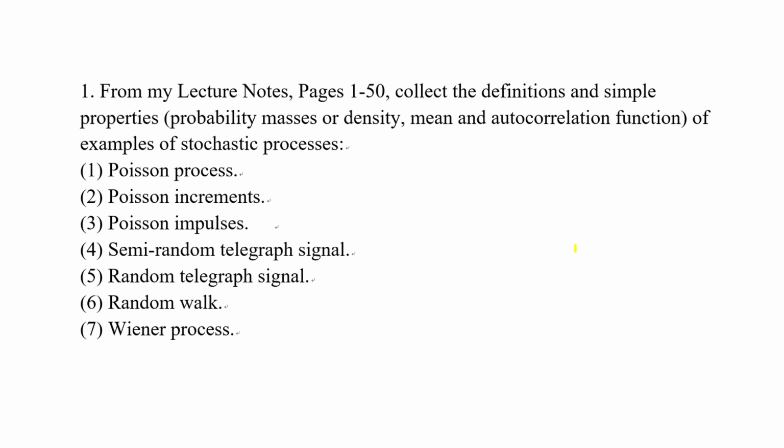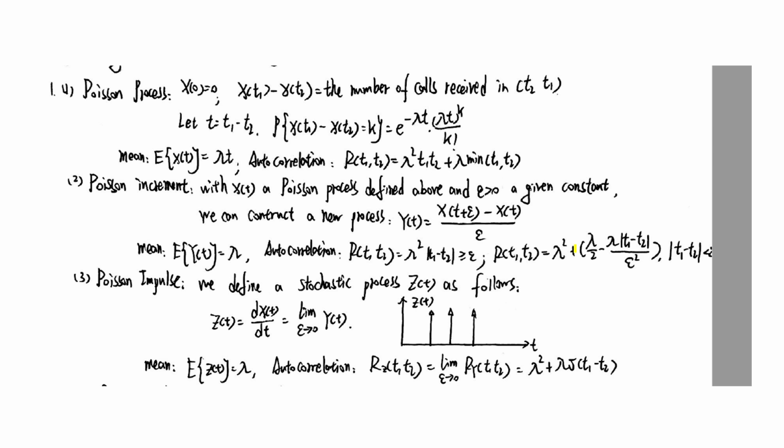And the question is, collect the definition and the simple property or example of a stochastic process. The first is the Poisson process, and we define the Poisson process like this.